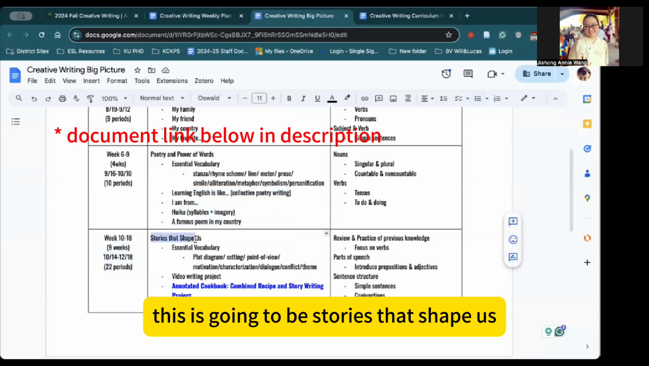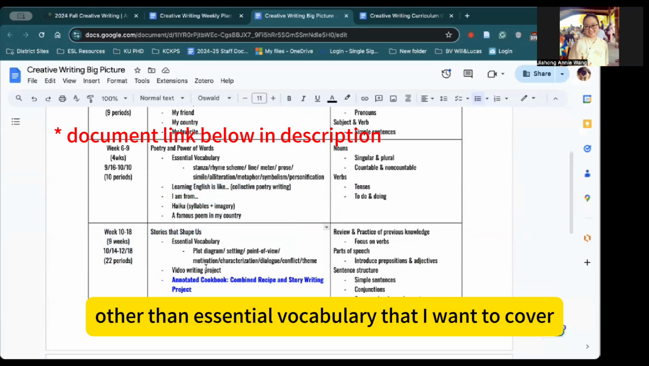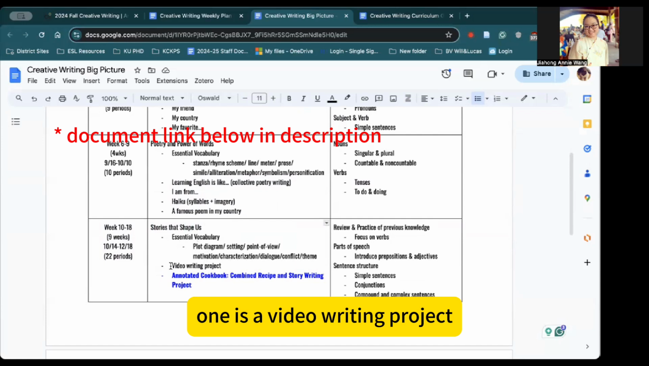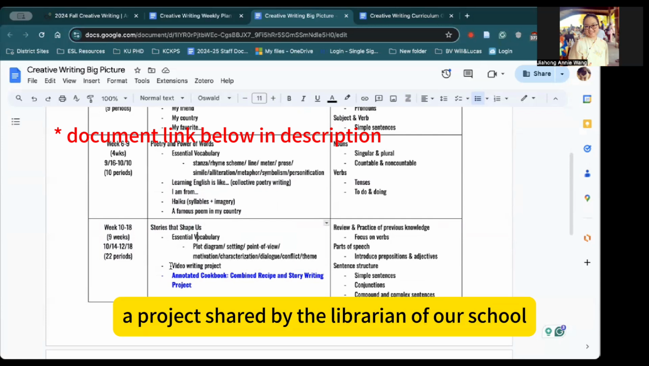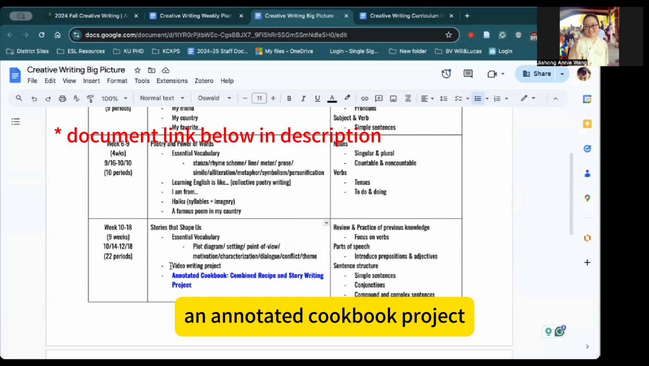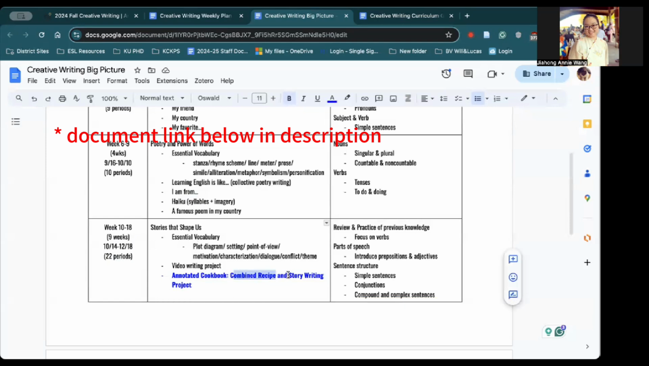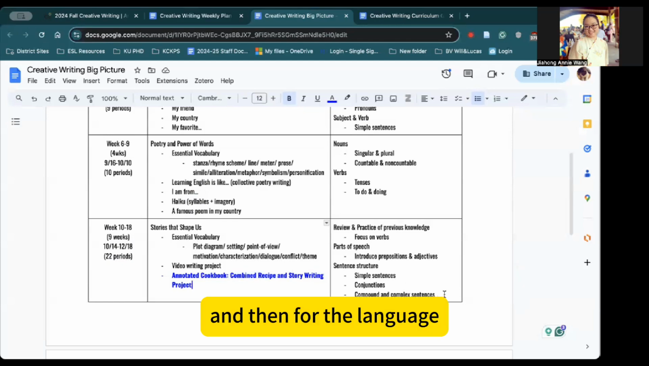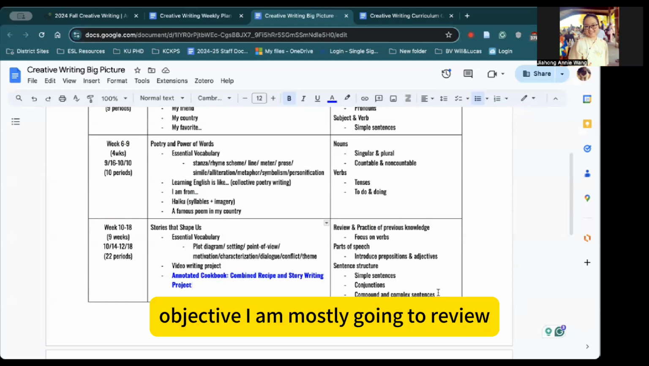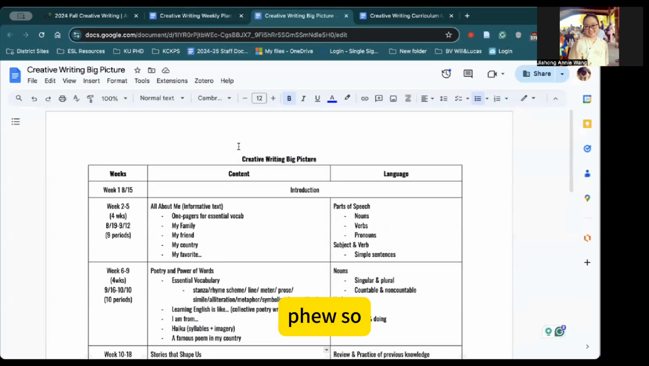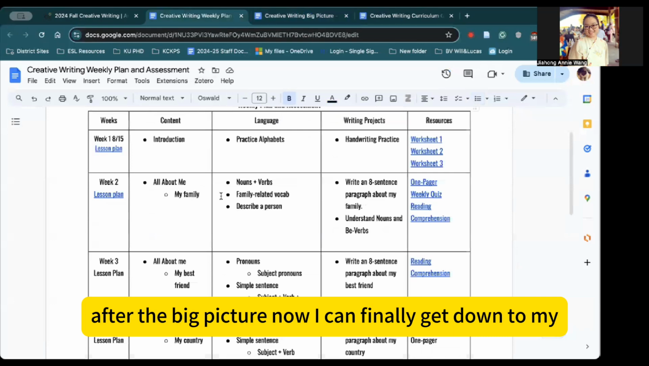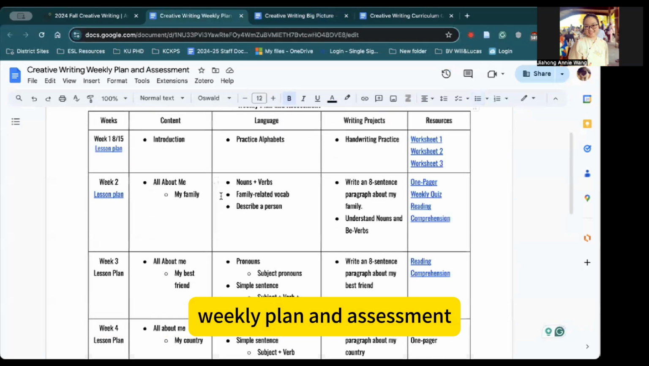And then the last unit, which is also the longest in class periods, is going to be stories that shape us. Other than the essential vocabulary that I want to cover, I have 2 projects planned so far. One is a video project, and the other one is a project shared by the librarian of our school, an annotated cookbook project. This is where students are going to write a recipe, share a recipe of their favorite food or a food they want to try, and also write a story about this food. And then for the language objective, I am mostly going to review and also help students write compound and complex sentences. Phew.